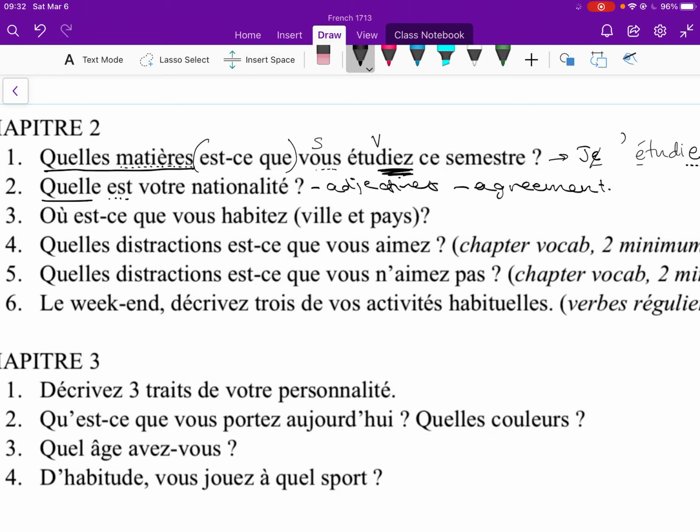Numéro 3, où est-ce que vous habitez? Question word is où, where. Vous habitez, subject, verb. Ville and pays, city and country. Remember, pays is vocabulary from countries. So turn this one around, similarly to the way that you did vous étudiez, and turned it around to be j'étudie. You want to turn around vous habitez to become your je form.